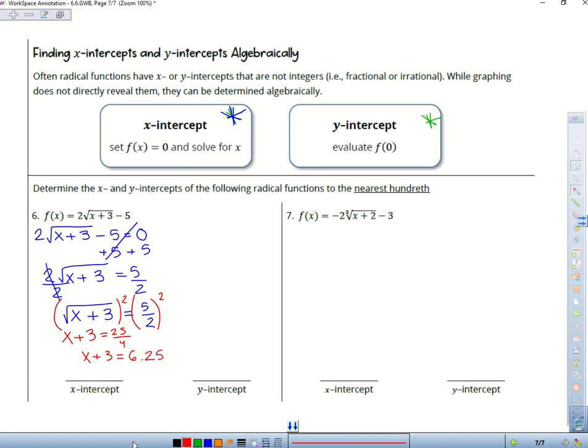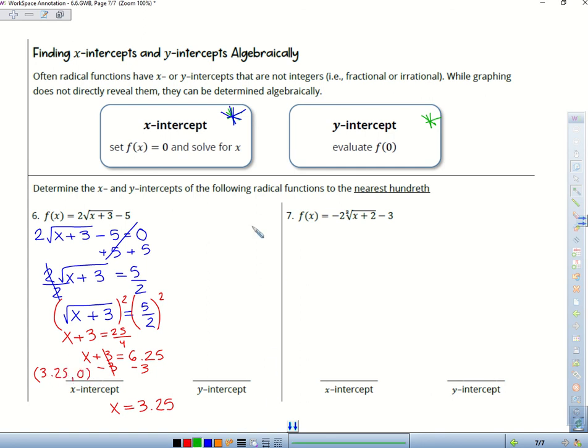And then what's the last step? Add 3 or subtract the 3. Subtract the 3. So x equals 3.25. So that's my x-intercept.